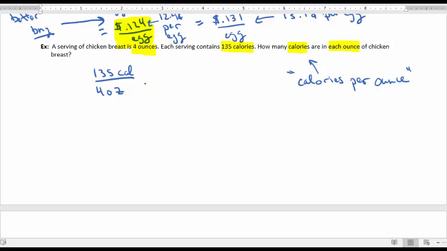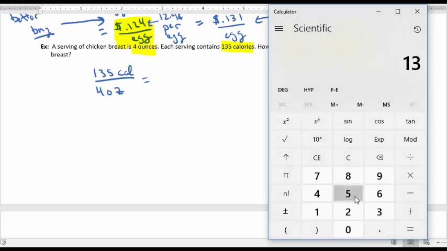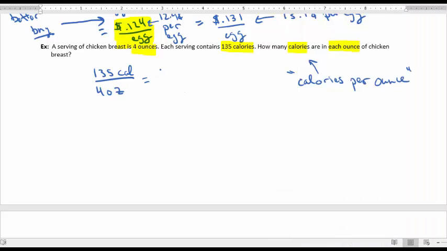So the original rate is 135 calories per 4 ounces. And now if I do this division, 135 divided by 4, it gives me 33.75. Because remember, we're not just trying to reduce this, because if we were, it wouldn't reduce at all. 135 over 4 is already reduced as a fraction, but we want it as a unit rate, so we actually want to do the division, and it comes out to 33.75 calories per ounce. And that's actually our unit rate.